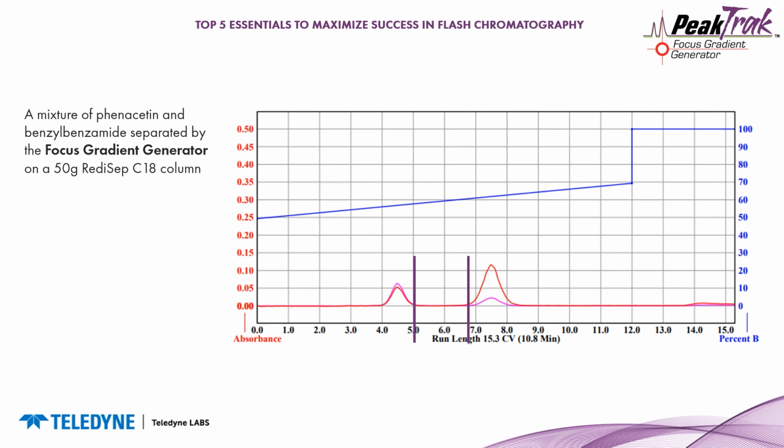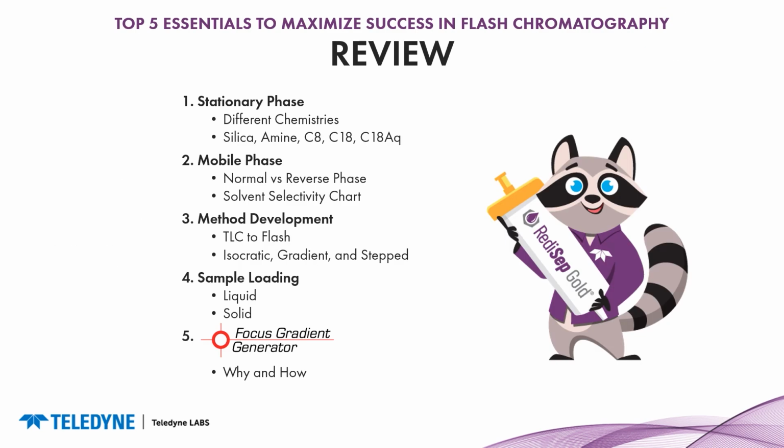And with this separation, since we have so much space in between those two compounds, we can increase the amount of loading we do on that column. So we can limit the amount of runs we have to do, we can limit the amount of solvent, and we can limit the amount of time we're working on this separation. So that's going to save us time, that's going to save us money, that's going to lead us to better chromatography, and that's what all of these 5 essentials are for. It's going to save you time, it's going to save you money, and these 5 essentials are going to lead you to better chromatography. So in review, what did we talk about today?